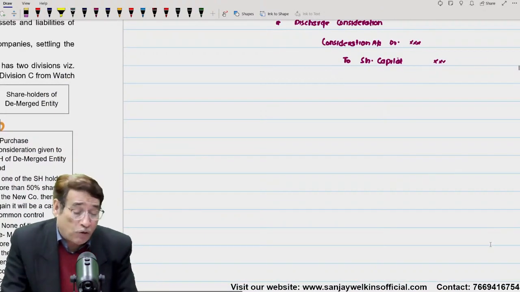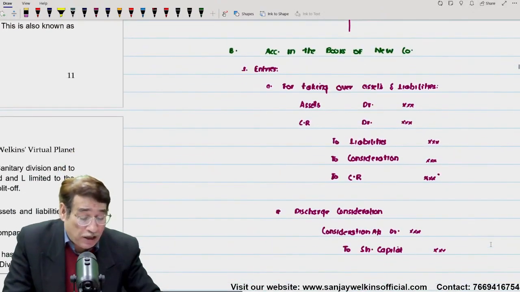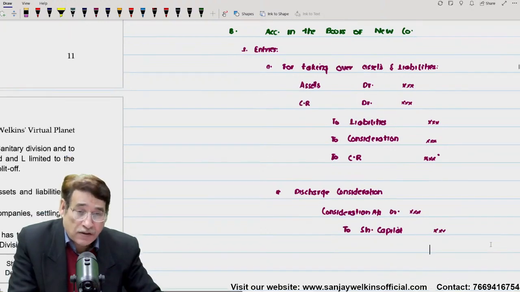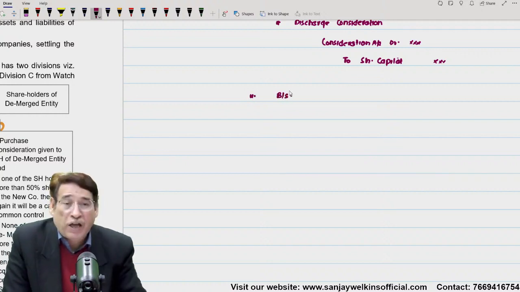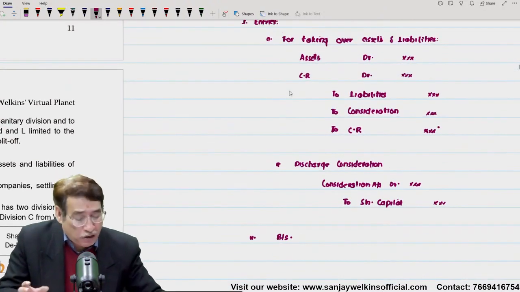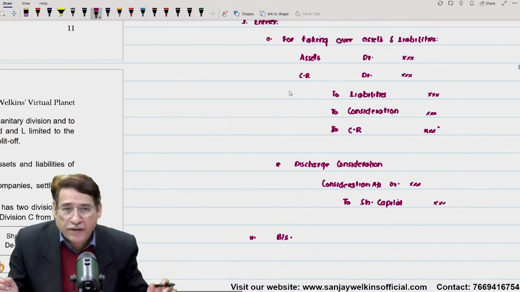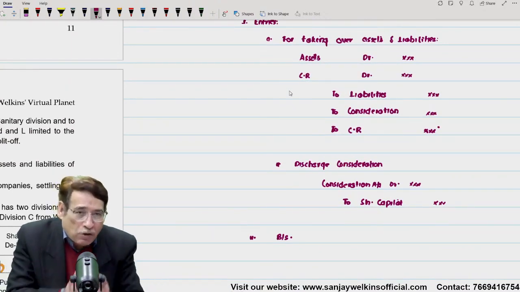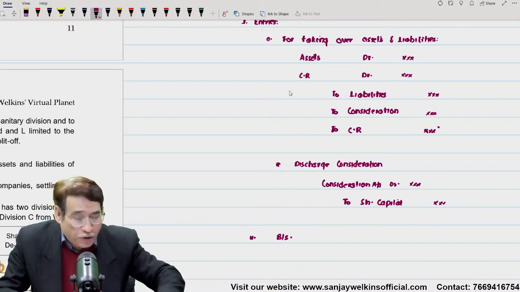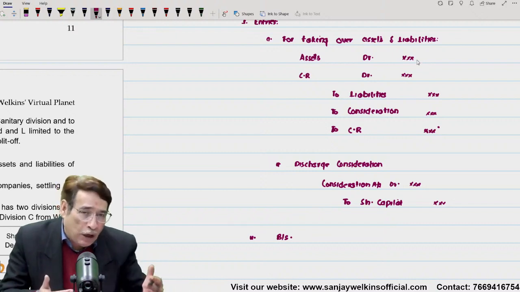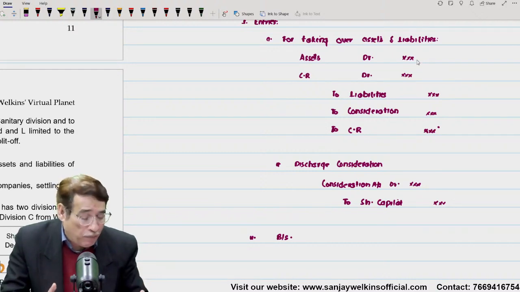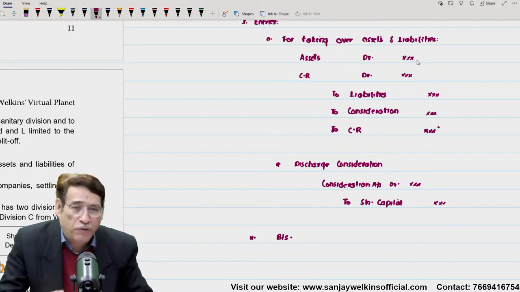Now, after this, the question may also ask to prepare a balance sheet. This is step number one as far as the books of the new company are concerned, the entries. Then second, you will have to prepare the balance sheet also, and it is very easy to prepare. You will have to look only at these two entries, because whatever assets they have taken over will now appear in the balance sheet of the new company, of course on the asset side.